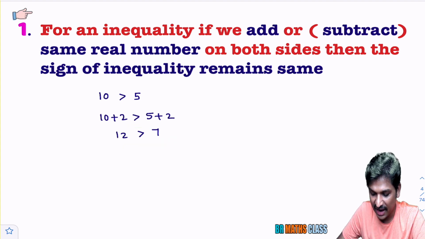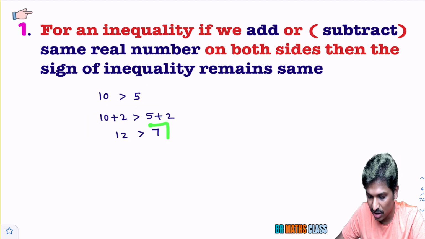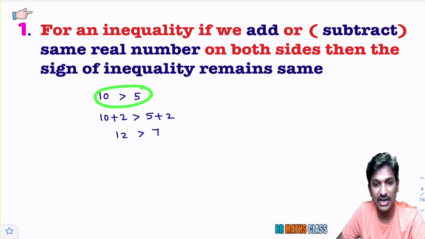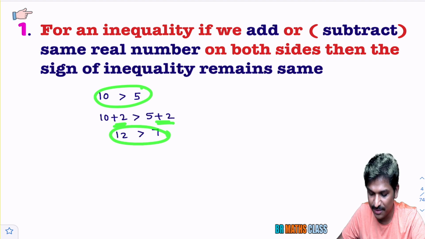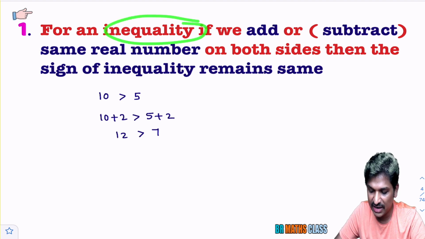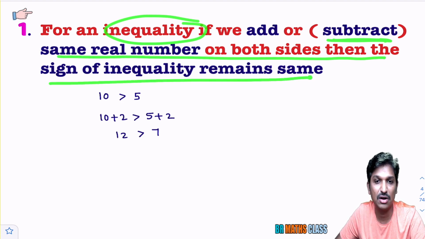So what happened? I considered one inequality. For that inequality, I added the same real number on both sides. Then whatever I got, the sign of inequality remains the same. I hope you understand this property. You take one inequality, and for that inequality you add the same real number on both sides. Then the sign of inequality remains the same. Look here, greater than is there, and here also greater than is there. I hope you got this point. Now I'll take one inequality and I'll subtract the same real number on both sides. Then does the sign of inequality remain the same or not? I'll check. This is a true property.